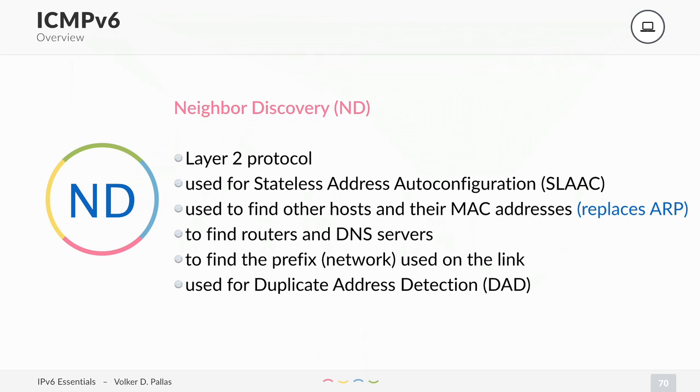It is also used to find routers and DNS servers, and it can provide prefix information on the link you're at. Like when you want to do your own addressing, you don't have to use DHCP anymore, you can use Neighbor Discovery. It is also used for duplicate address detection to make sure that the address you're using is unique.